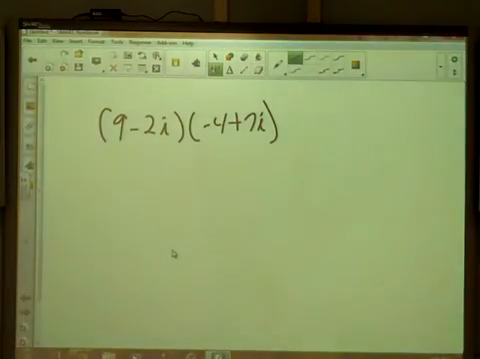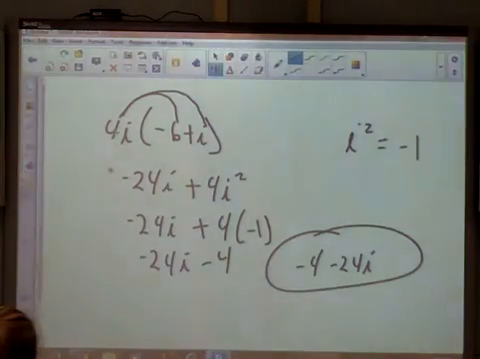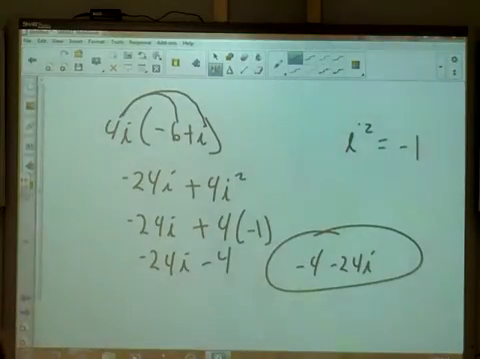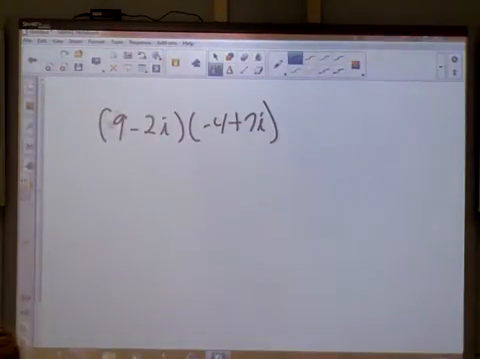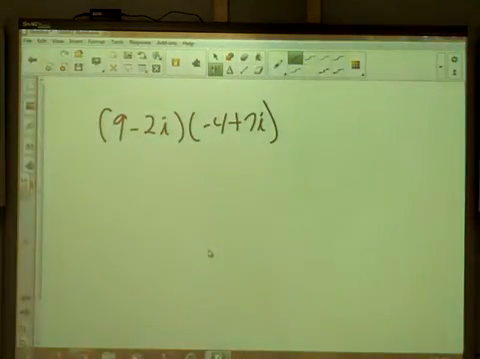Alright, what's different in this one and the last one that we did? In the last one, that 4i is one term. One term is called a monomial. That's a monomial times a binomial with two terms, so all you did is distribute. But on our new problem, we got a binomial times a binomial. And there's different ways you can multiply that.